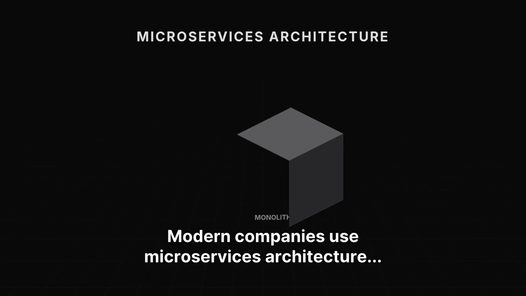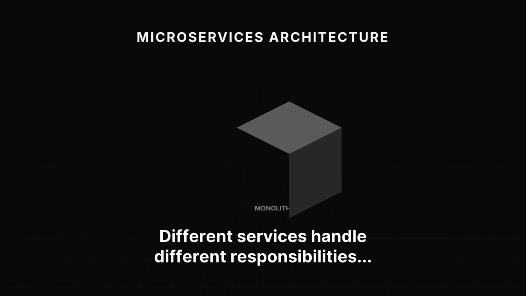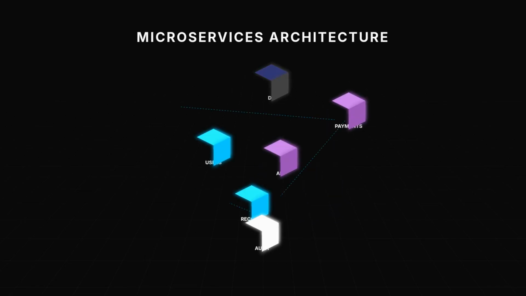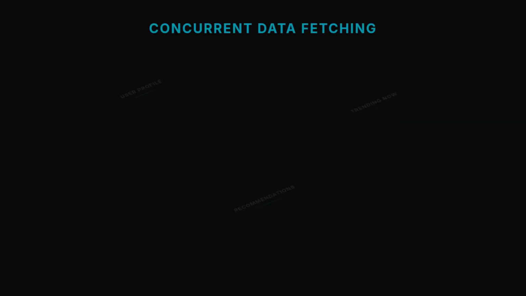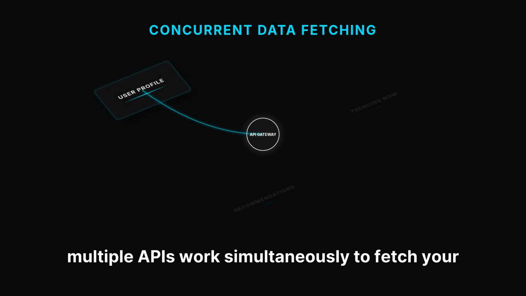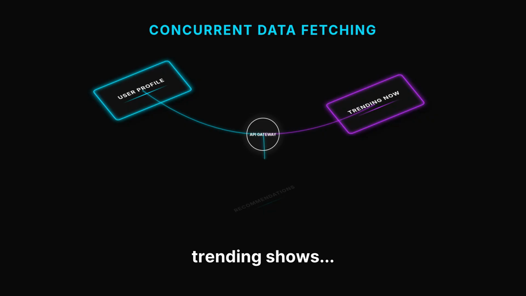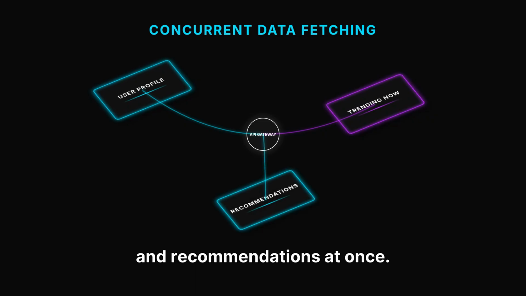Modern companies use microservices architecture. Different services handle different responsibilities, like users, payments, and recommendations. For example, when you open Netflix, multiple APIs work simultaneously to fetch your profile, trending shows, and recommendations at once.